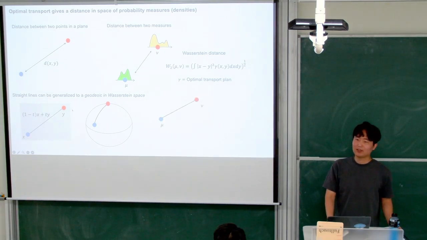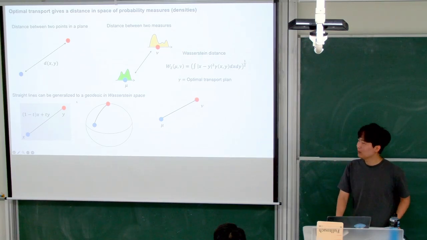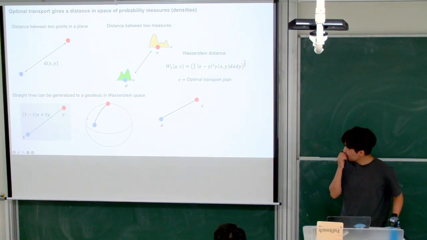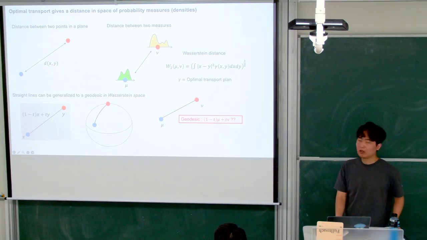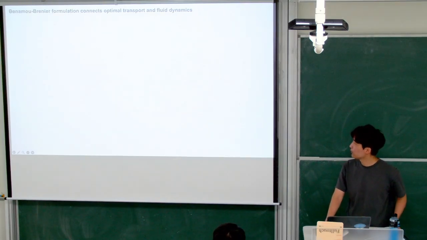But what about a straight line between 2 measures? How can we compute this? What is a geodesic in probability space? You can directly imagine this in a similar way to the Euclidean case. However, this is not really true.